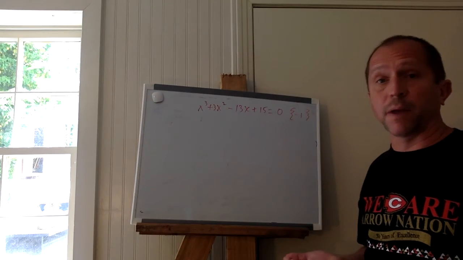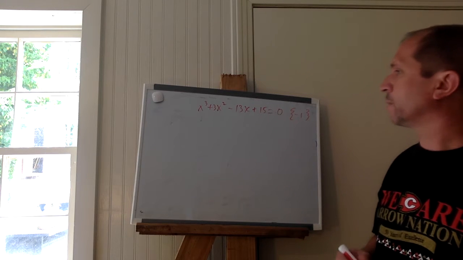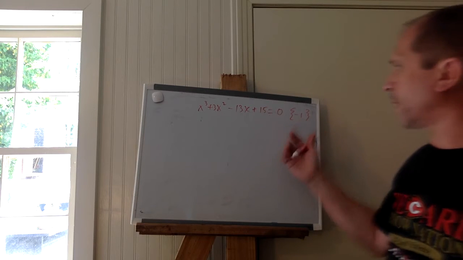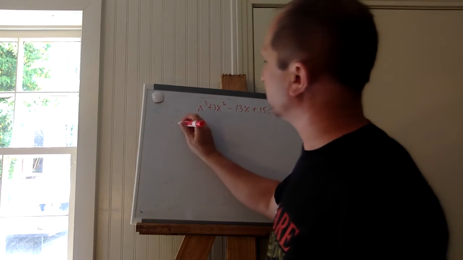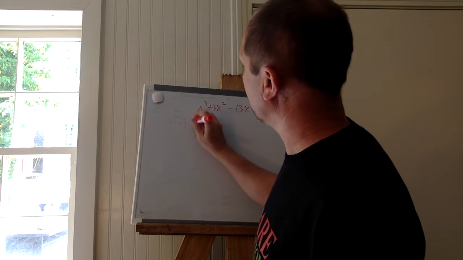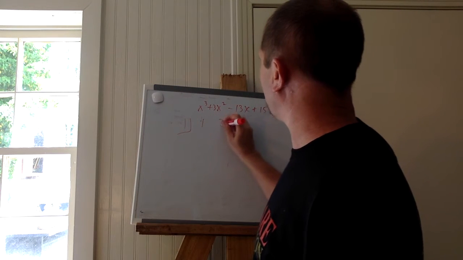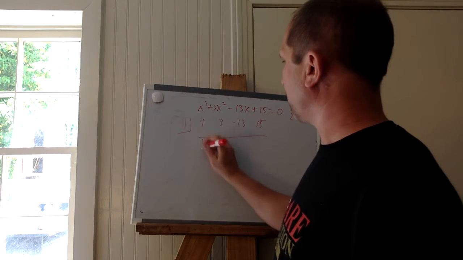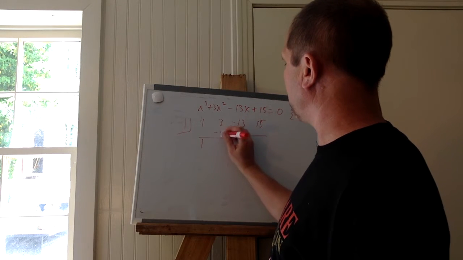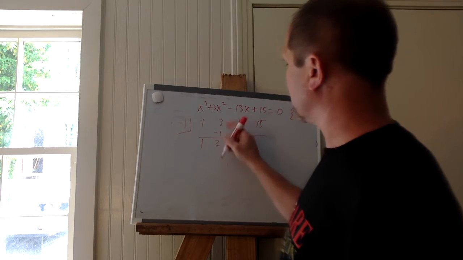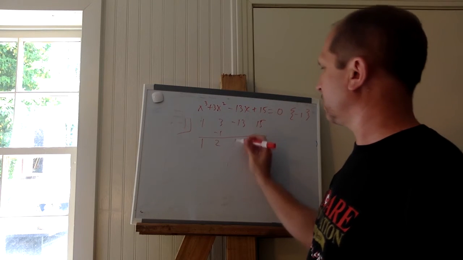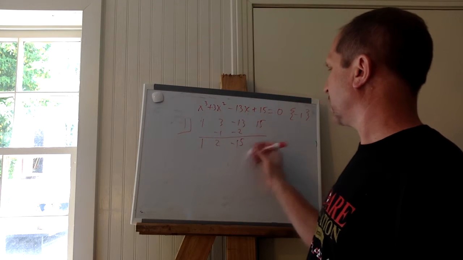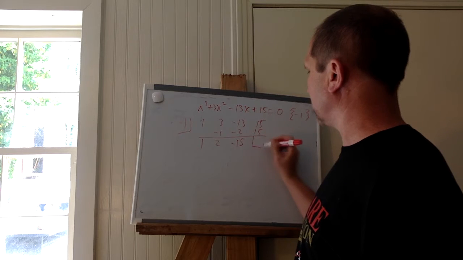Now, they may be real, they may be imaginary, but let's see what happens here. Well, to find the solution, and they tell me this is the solution, so I'm going to plug in negative 1 here. So this would be 1, 3, negative 13, and 15. Pull down my 1. Negative 1 and 1 is negative 1. 2, because 3 negative 1 is 2. Negative 1 and 2 is negative 2. Negative 15. Negative 1 times negative 15 is positive 15, and we get 0 as the solution.